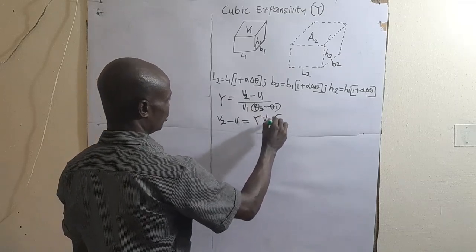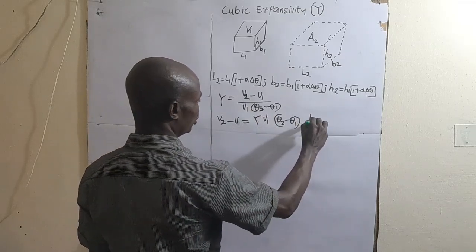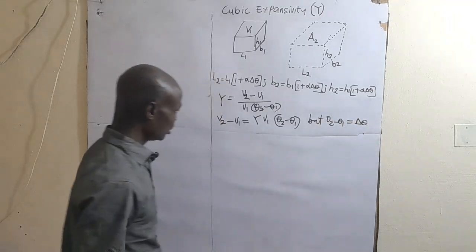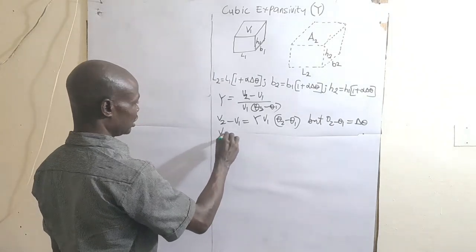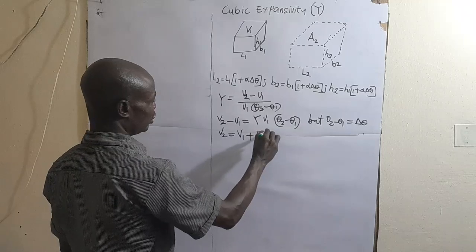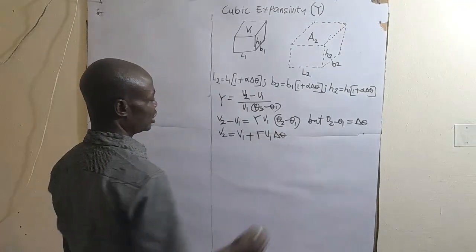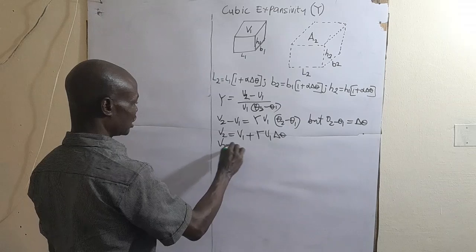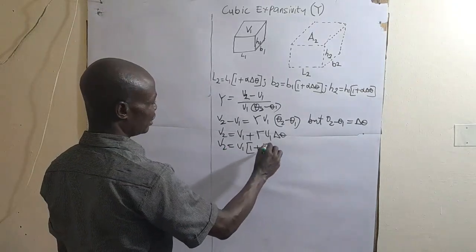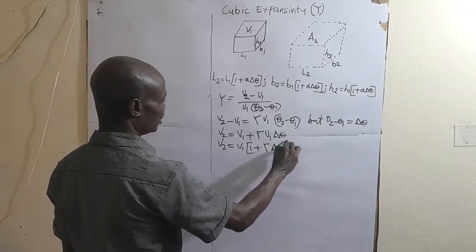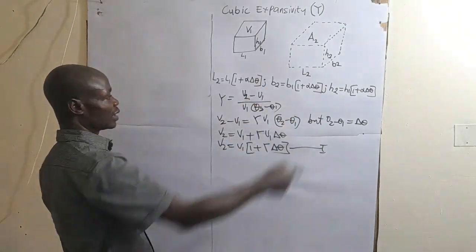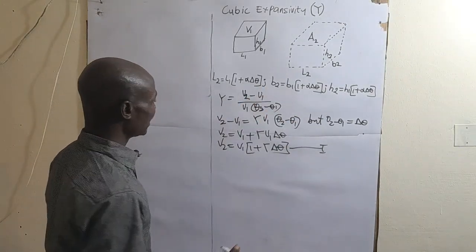Okay, so this means that V2 minus V1 is equal to, cross multiplying, we have gamma V1 bracket theta 2 minus theta 1, which is equal to change in theta. So we now have that V2 is going to be V1 plus gamma V1 change in theta. So V2 here is now going to be V1 bracket 1 plus gamma change in theta. So this is going to be our first expression.